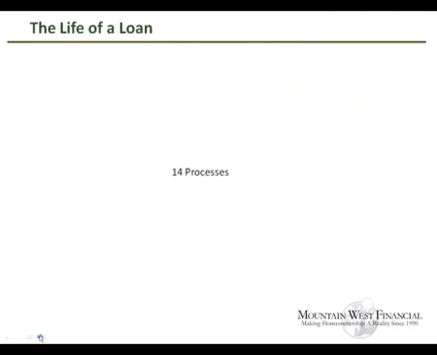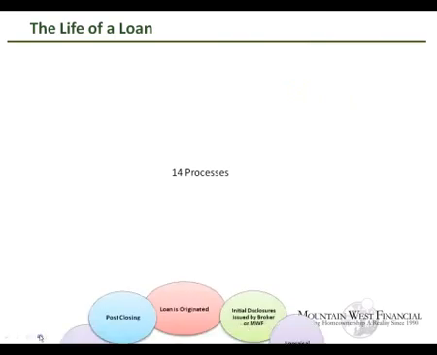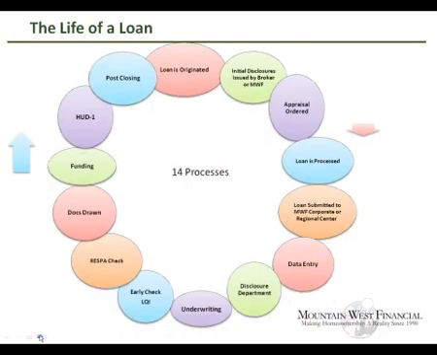The life of the loan has 14 processes. There are actually 14 processes that must be completed throughout the life of the loan. I'm going to call out each process, however, I will elaborate more about each process throughout the presentation. So let's get started here with the loan originator.